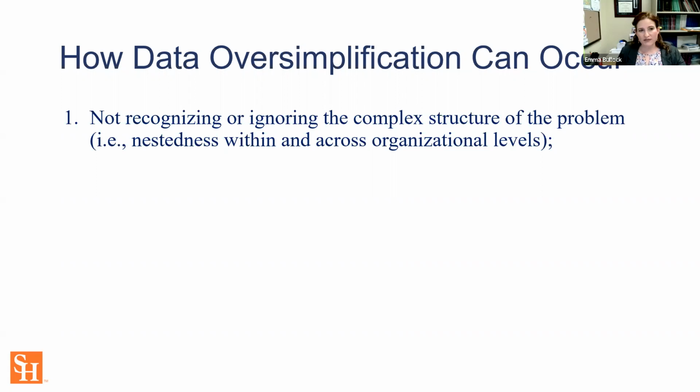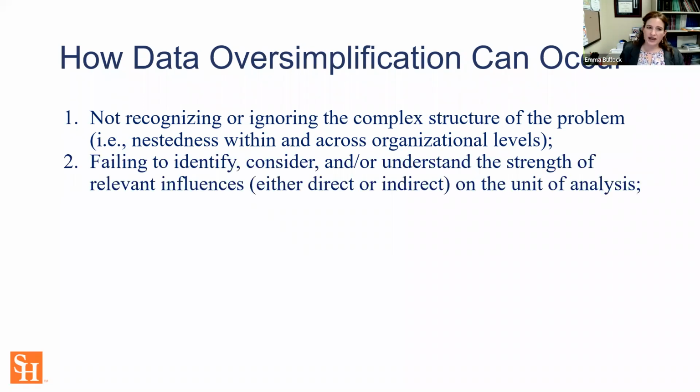The first way that we felt data oversimplification could occur is not recognizing or even ignoring the complex structure of the problem. And that goes back to nestedness within and across organizational levels. That's where that first visualization, I think, starts to get people to recognize that there is a complex structure. The second way is we could fail to identify, consider, or understand the strength of relevant influences, either direct or indirect, on the unit of analysis.